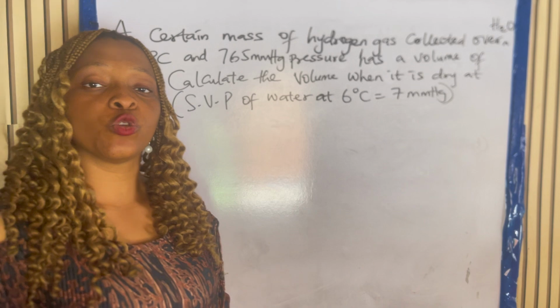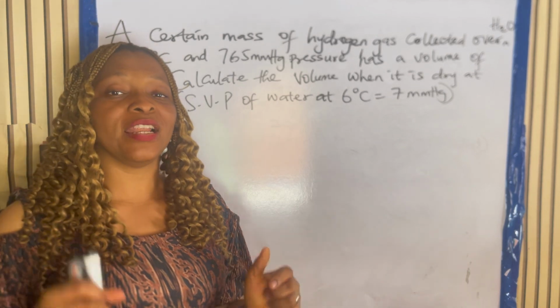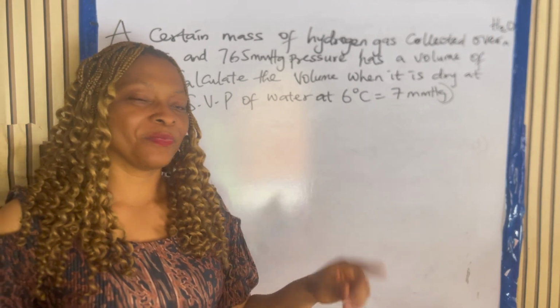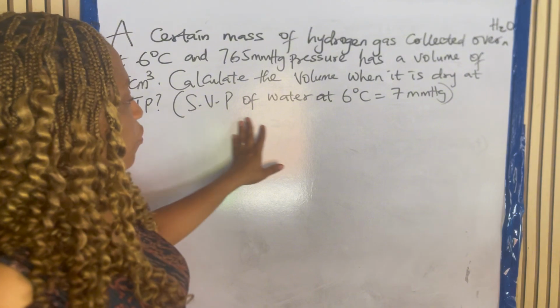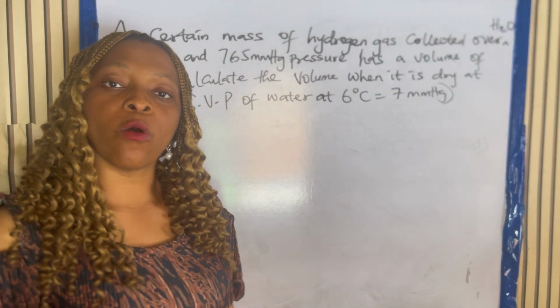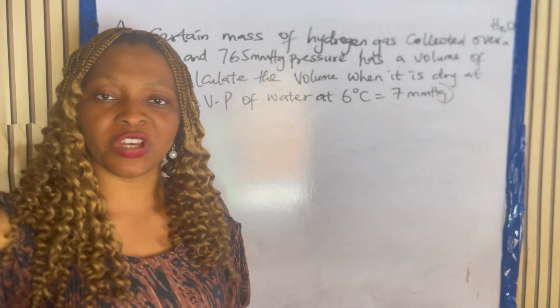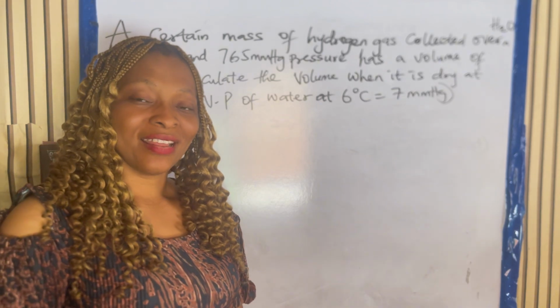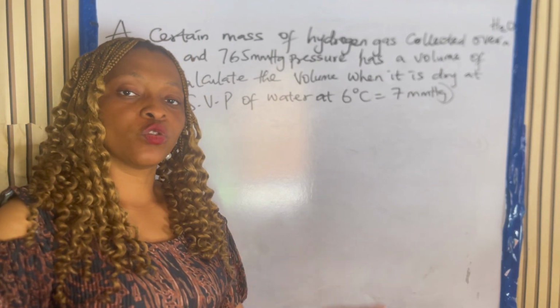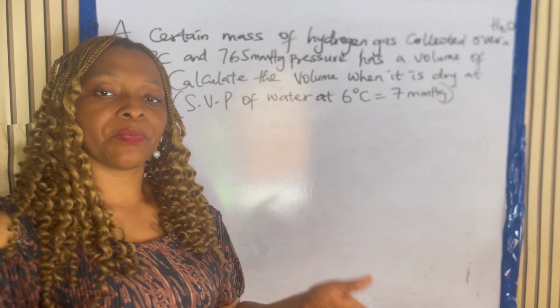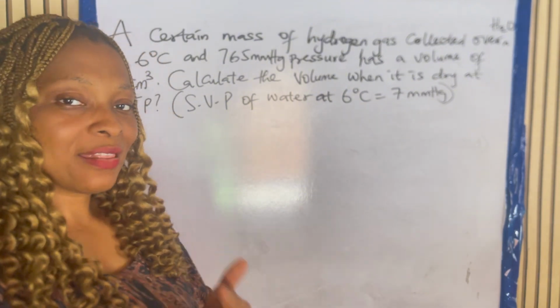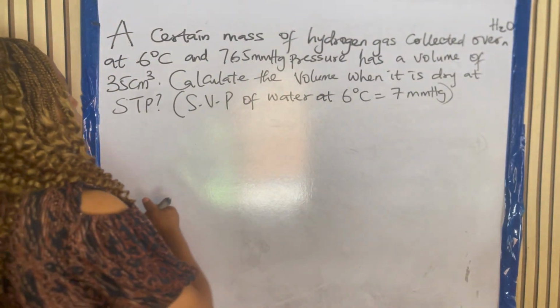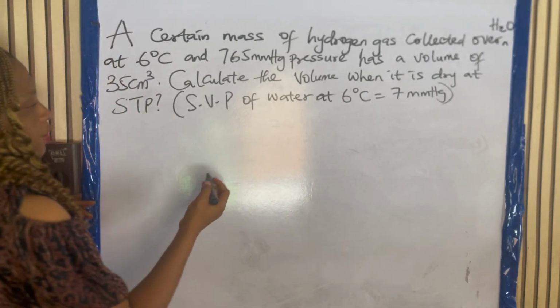Now, I want to give you a little tip. Please, whenever you see SVP of water, just know that what they're talking about is Dalton's law of partial pressure. Before you solve, you are going to subtract the pressure of water from the total pressure in order to get the pressure of gas. See what I mean? Now, let's write out the parameters given.